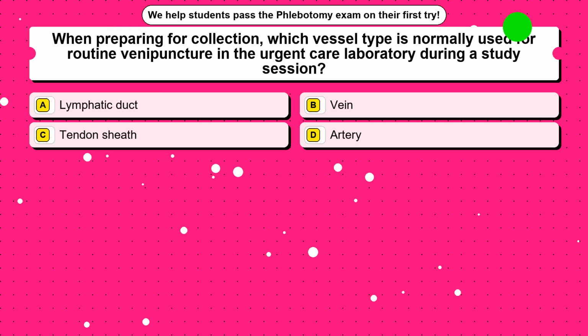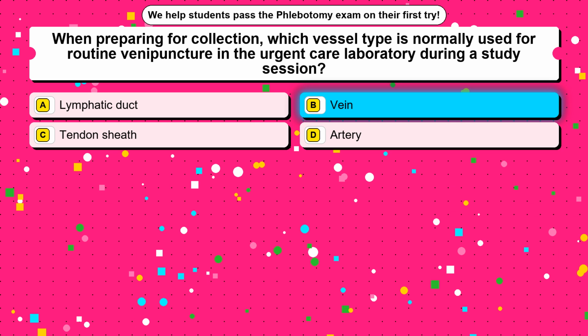Question 78. When preparing for collection, which vessel type is normally used for routine venipuncture in the urgent care laboratory during a study session? Option A, lymphatic duct. Option B, vein. Option C, tendon sheath. Option D, artery. The correct answer is option B.